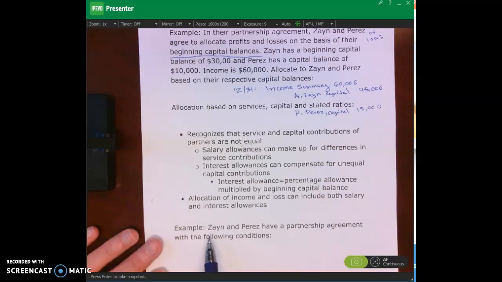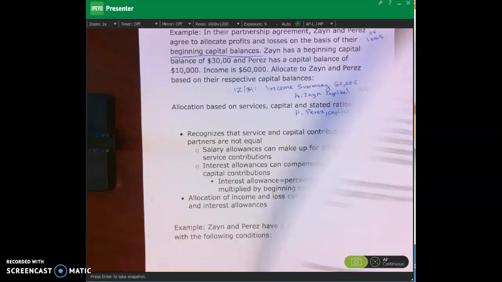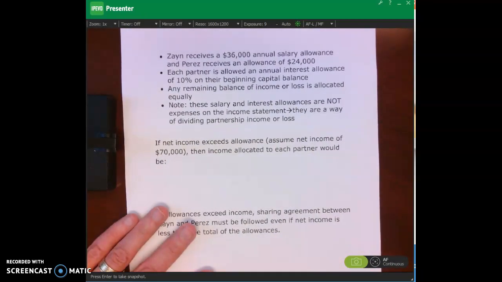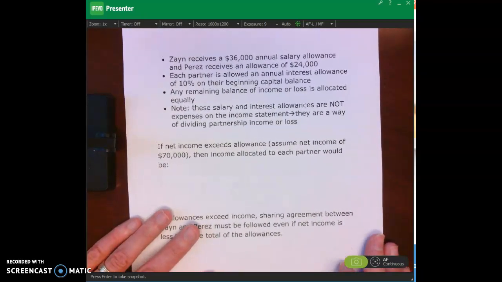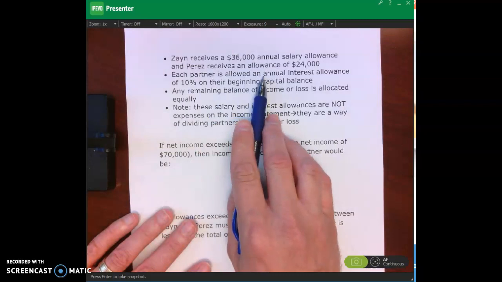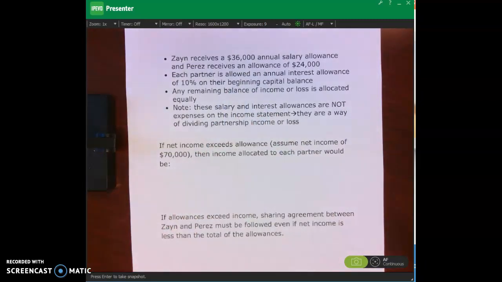So let's look at our example right over here. Kayla and Hector have a partnership agreement with the following conditions. Kayla receives a $36,000 annual salary allowance, and Hector receives an allowance of $24,000. Each partner is allowed an annual interest allowance of 10% on their beginning capital balance. Okay, on their beginning capital balance. Okay, any remaining balance of income is allocated equally.